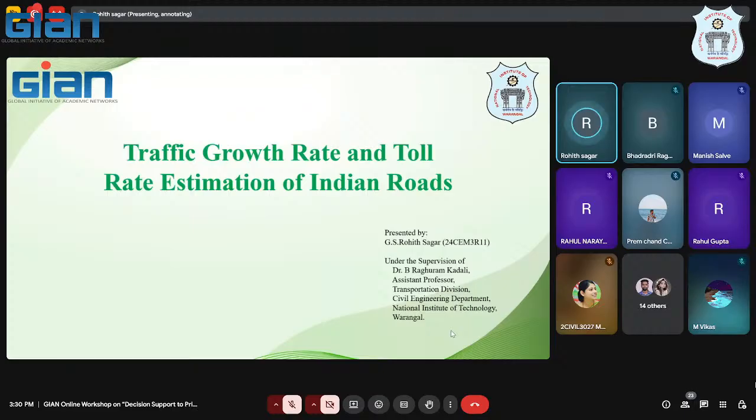As we know, tolls are collected at toll plazas only on national highways, expressways, and some ring roads. There are two types of toll rate collection: flat toll rate collection and distance-based toll rate collection. In this PPT, we are going to discuss distance-based toll rate collection.